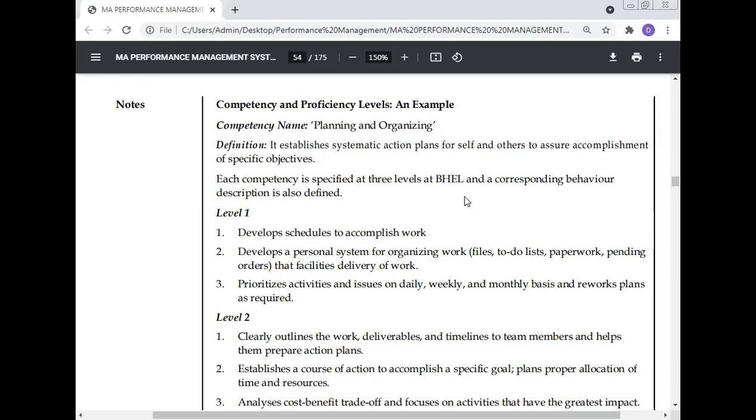Level 1: develops a schedule to accomplish work. Develops a personal system for organizing work. Files to-do lists, paperwork, pending orders that facilitate delivery of the work. Prioritizes activity and issues on a daily, weekly, and monthly basis, and reworks plans as required.